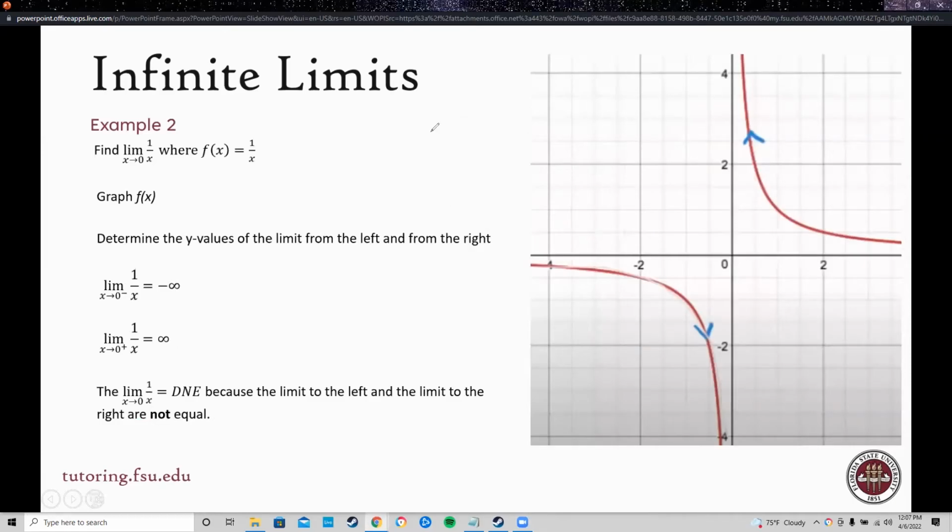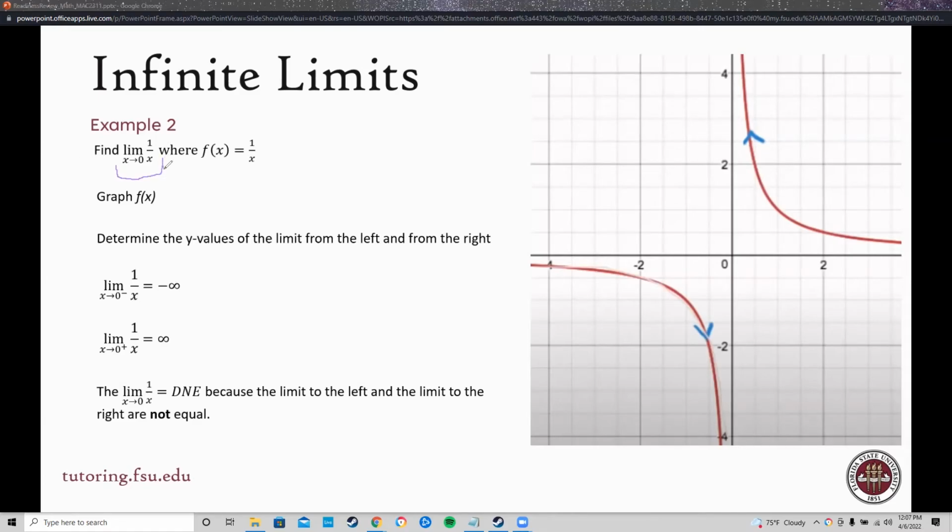Let's test ourselves with one more example, or maybe two more examples. In this example, we're tasked to find the limit as x approaches 0 for 1 over x. 1 over x is a very standard graph that will show up a lot, and you'll be familiar with it. It looks like this. I'm asked to see what the limit is as x approaches 0, right here at the origin. So I'm looking to see what the graph does on the left and right-hand side.